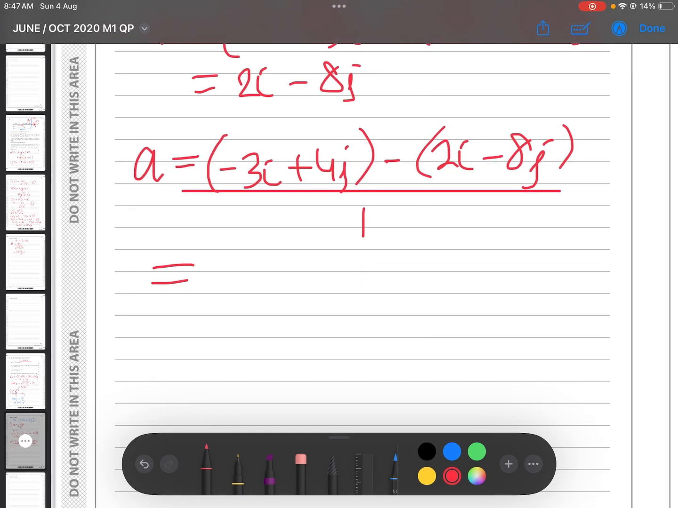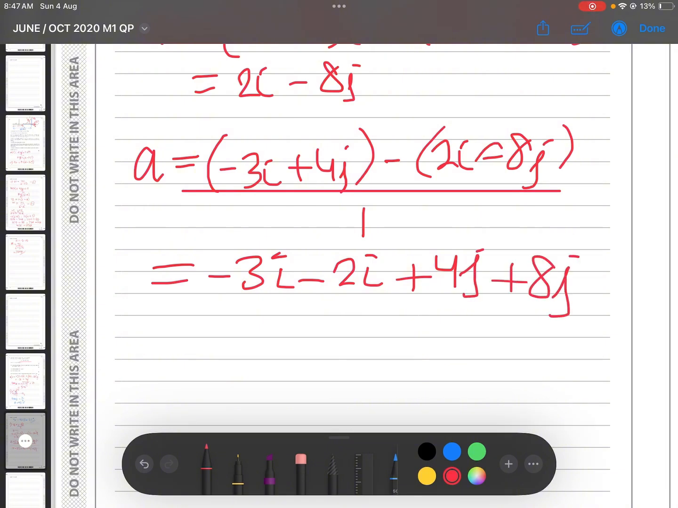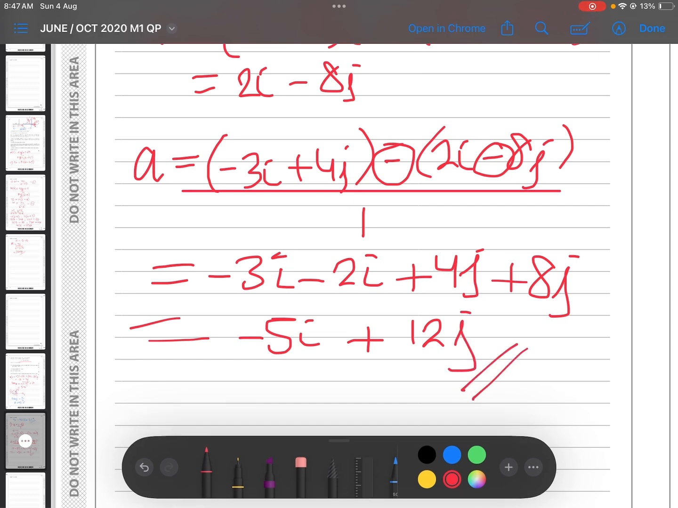So simplifying this, let's make all the i terms together. Negative 8 and negative is going to make it positive 8j. And simplifying it further, we are going to get minus 5i plus 12j. And that is the answer.